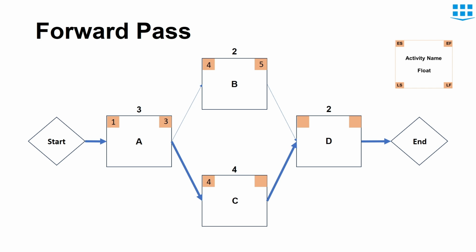Now, for activity C, we will use the same method. Since the activity C starts on day 4, it will take day 4, day 5, day 6 and day 7. So the early finish of activity C will be day 7.